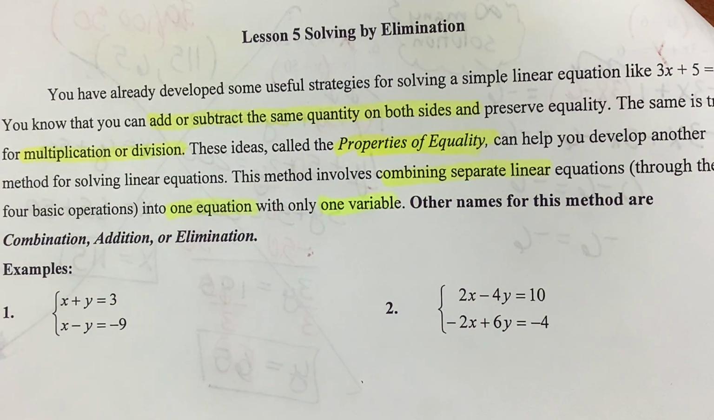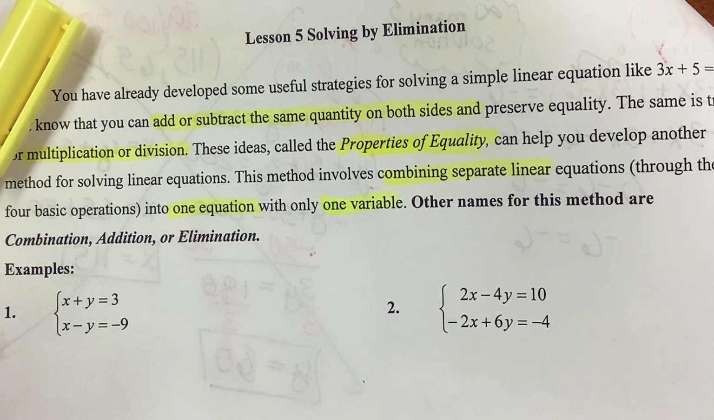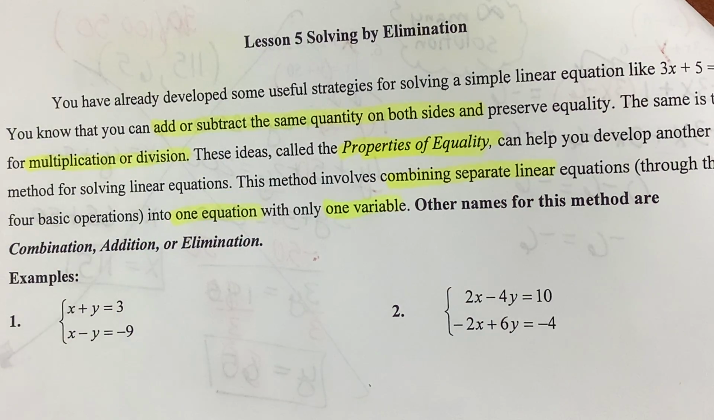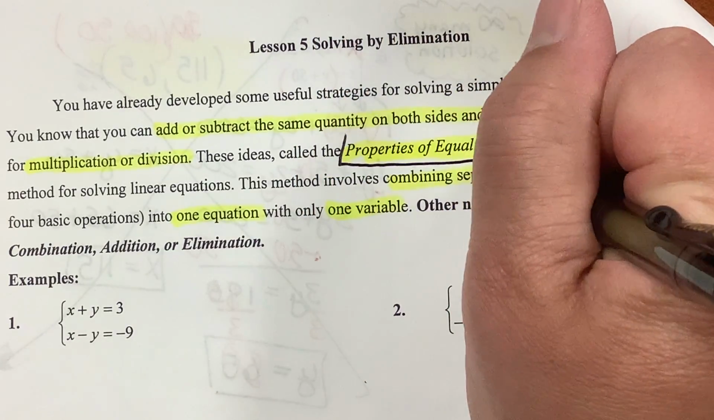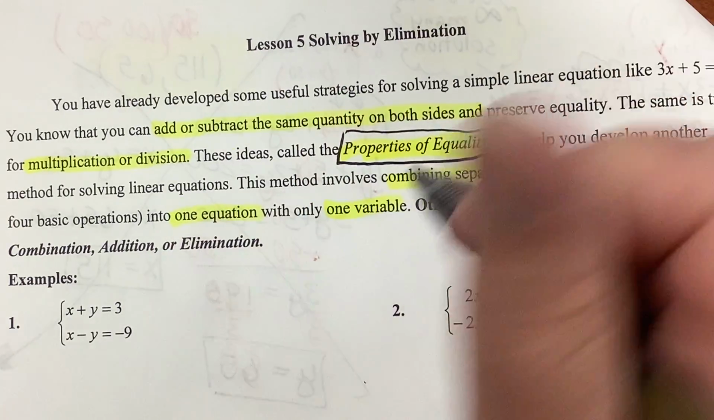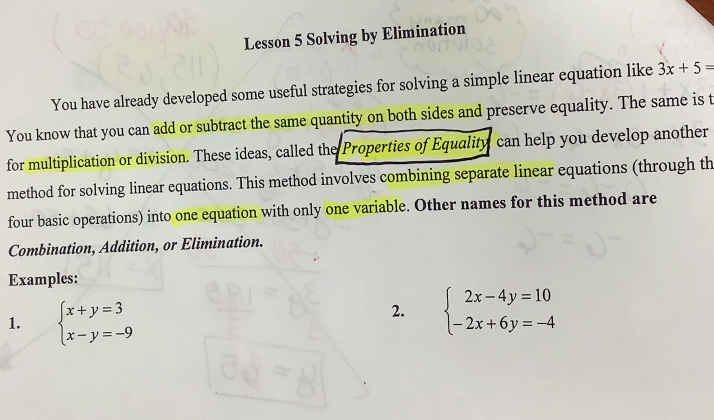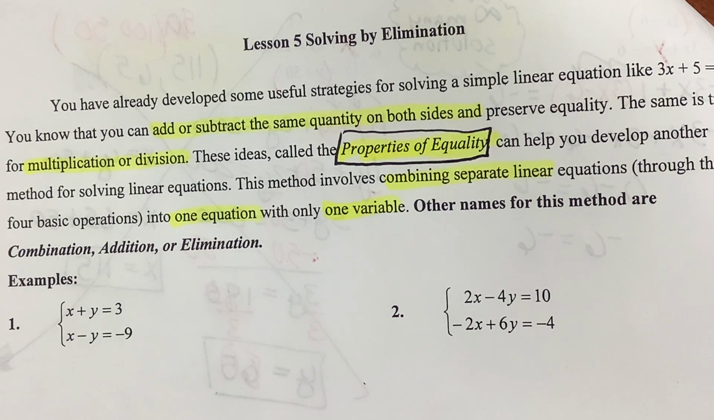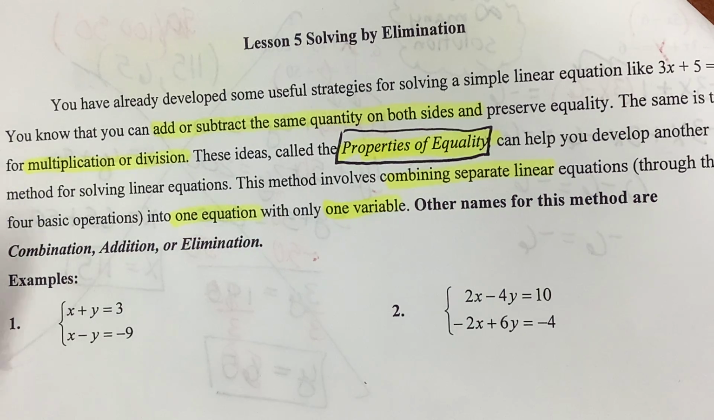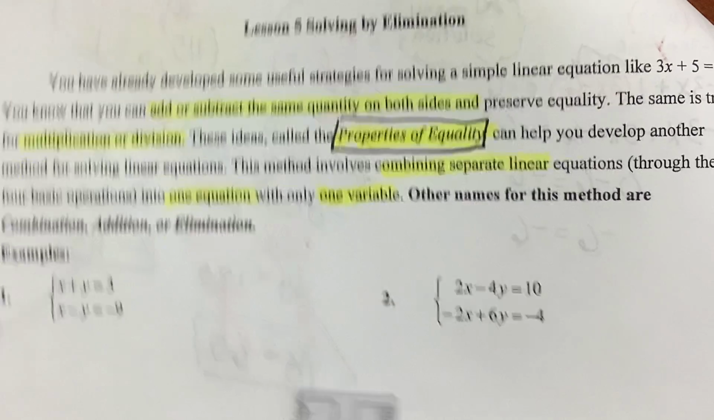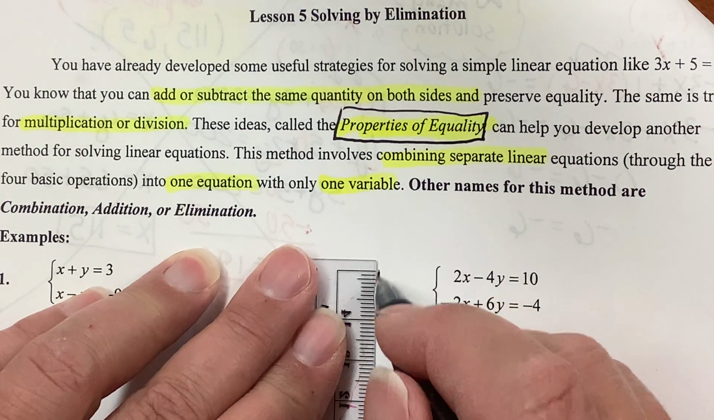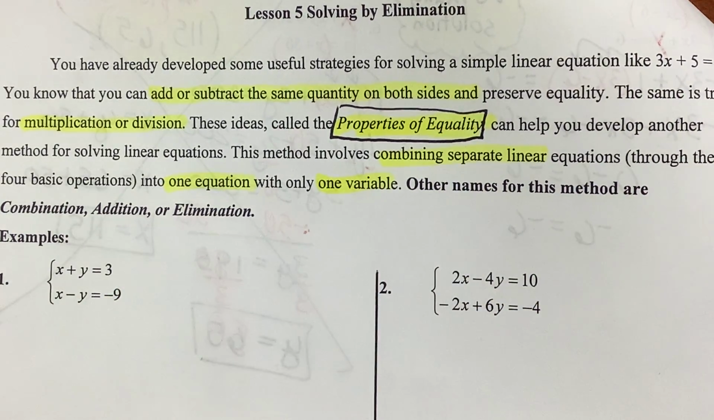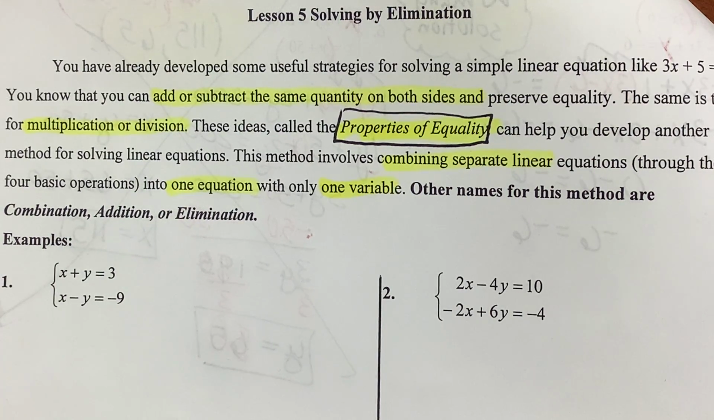Now grab a pen and put a box around properties of equality. This is an absolute key concept in algebra. Because if you can do it to one side, you can do it to the other, and it keeps it equal. No matter what you do, as long as you do it to both sides of the equation, you are going to have the same answers.